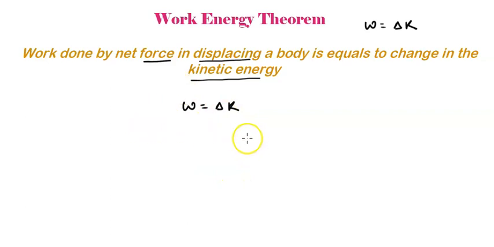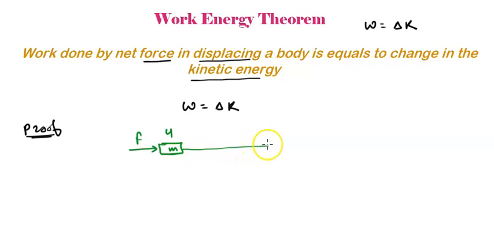So if it is a theorem, that means we need to prove this. So here is the proof. Suppose there is a body. Consider the body having a mass m, and this body is moving with a velocity u. When I apply a force F, the body starts moving in the same direction as the force applied and produces a displacement S. After displacement S, the velocity of the body becomes v in a certain time, suppose time t, it doesn't matter.